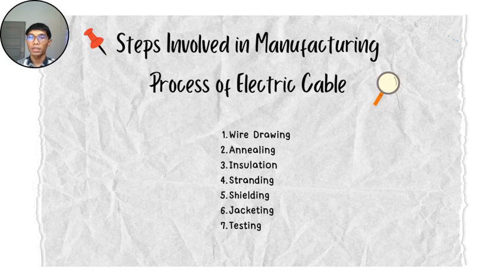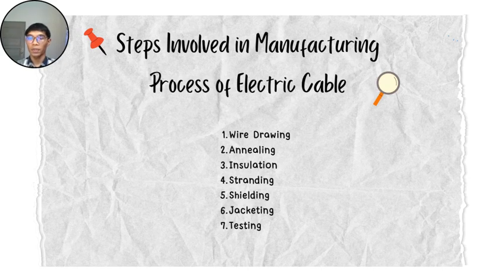The third one is insulation. After drawing and annealing, the wire is coated with an insulating material. This is often done through extrusion, where the wire is passed through a heated mold to apply a consistent layer of insulation. The fourth one is threading. In this process, multiple wires are twisted together to form a stranded conductor. This will improve flexibility and help to prevent the wire from breaking under stress.